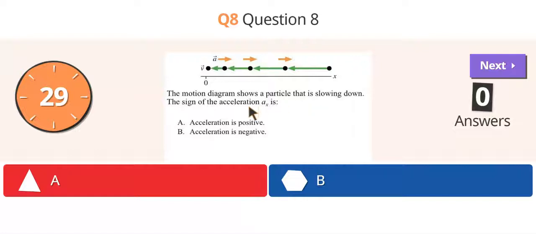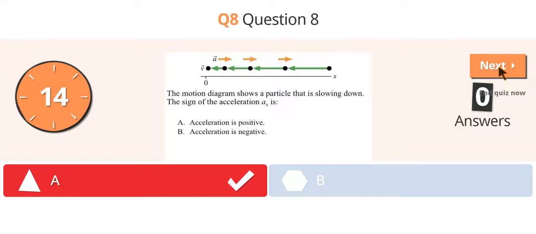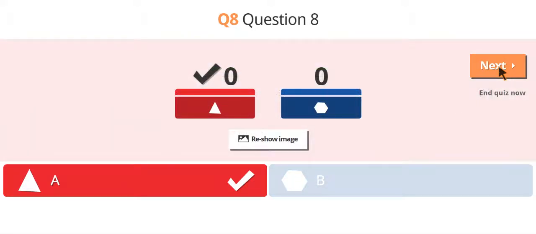And then question 8. This object is slowing down to the left. That means acceleration is to the right. We call to the right positive. So the correct answer there is A, because acceleration is positive to the right. So that's actually possible.